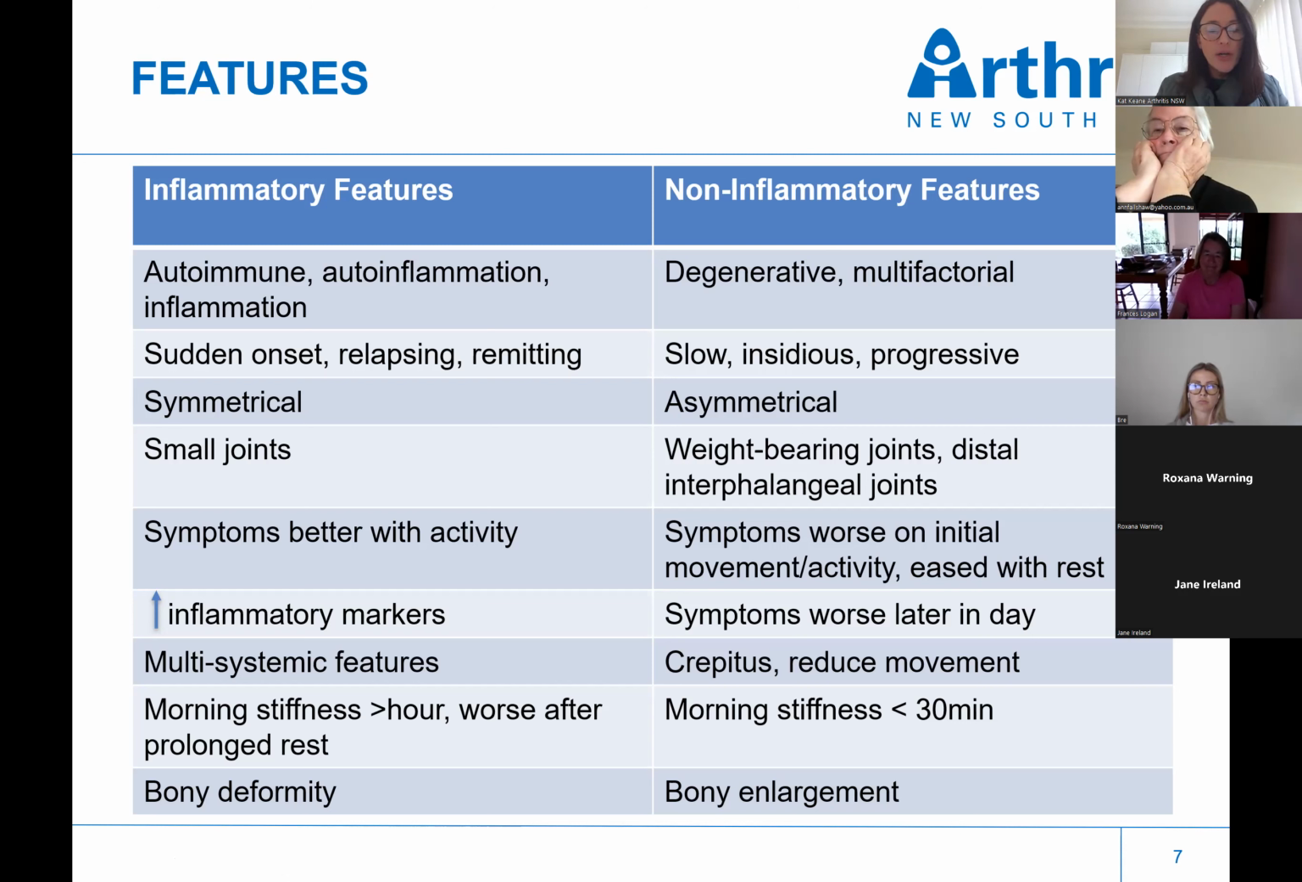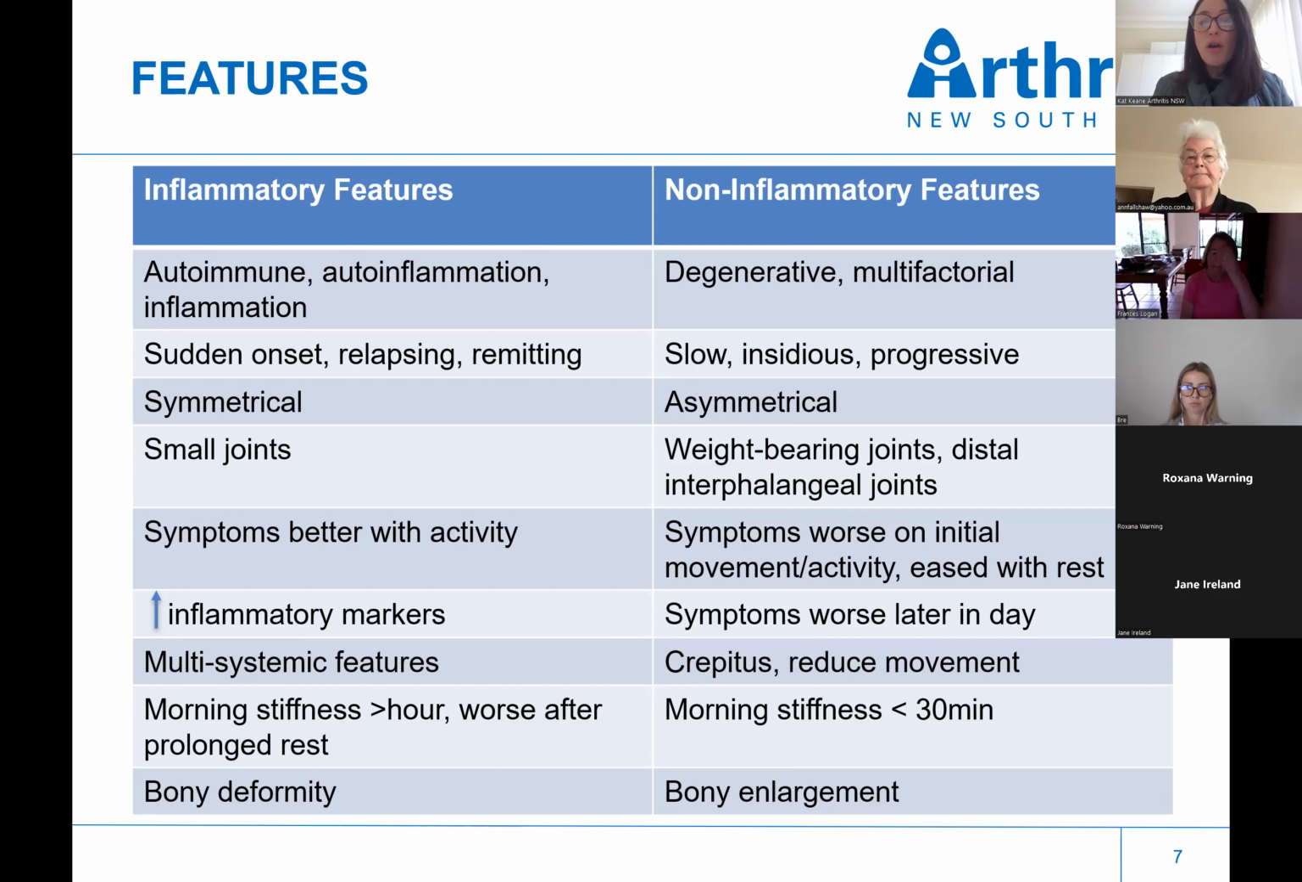And there are increased inflammatory markers, much more than in non-inflammatory types of arthritis like OA. There can be multi-systemic features. So for example, rheumatoid arthritis can affect other organs in the body as well. Psoriatic arthritis can affect skin and nails, for example. We have morning stiffness that often lasts more than an hour and is worse after prolonged rest. And in terms of inflammatory features, there are often bony deformities.